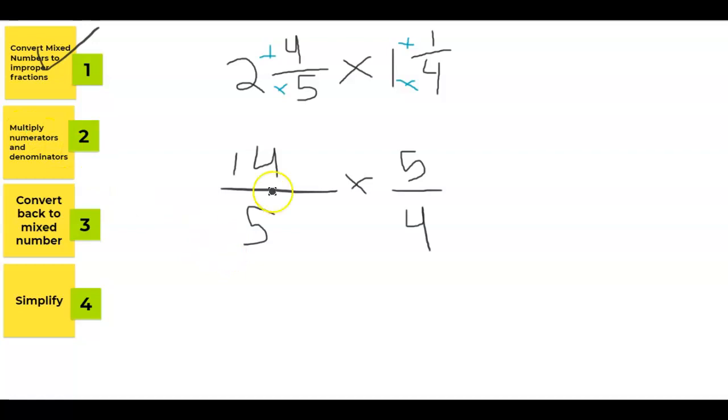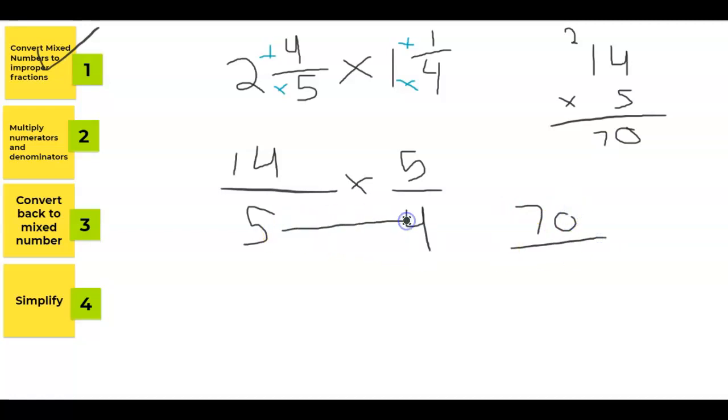Now multiply numerators and denominators. Okay, 14 times 5. Well, I can't do that in my head. I'm going to figure that out. 14 times 5. 5 times 4 is 20. 5 times 1 is 5, plus 2 is 7. So it's 70. So I got 70 is my numerator. And then my denominator, 5 times 4 is 20. Okay, so I got 70/20ths.